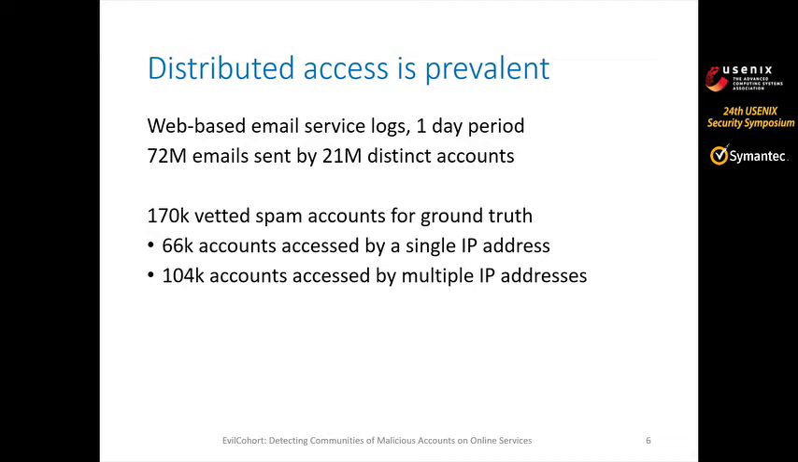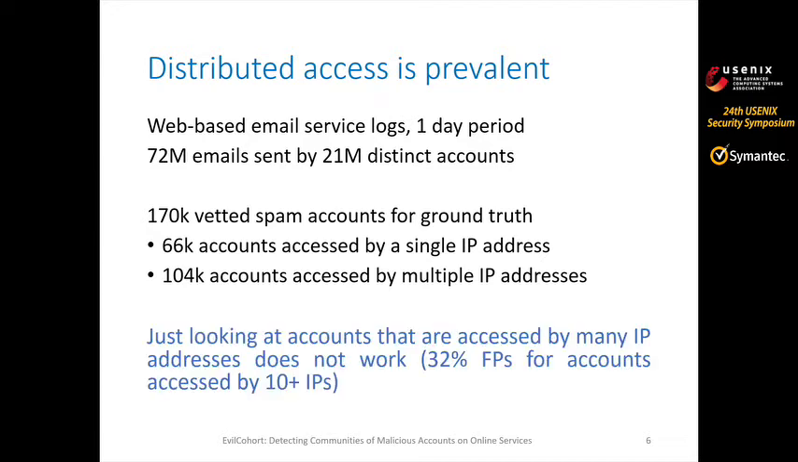Then the straightforward thing you could do here is just saying, okay, if I look at accounts that are accessed by many IPs, I can just flag them as malicious, and then I'm done. Why do you need to detect communities? Well, we tried to do that, and it turns out that it doesn't work. If we look at accounts that are accessed by 10 or more IP addresses during a day, it turns out that 32% of them on this webmail service are false positives. So this doesn't really work. And this is why we need this community detection system.